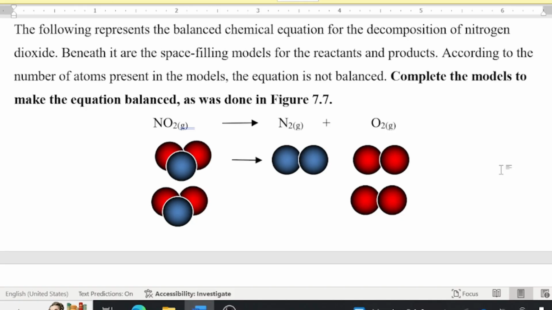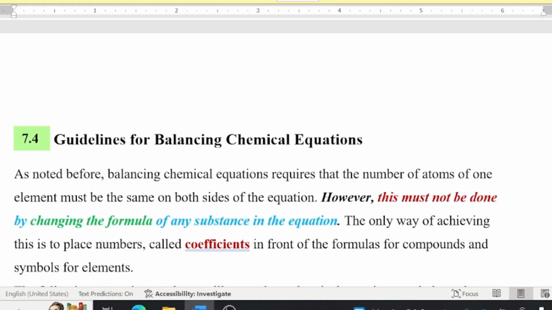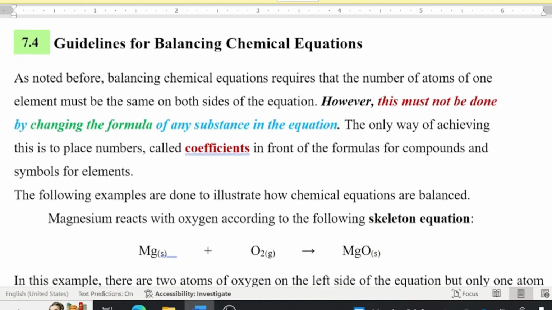Where should we put the coefficient now? We should go here and put the coefficient of 2. And now you see you put the coefficient of 2 there, and your equation is balanced. I hope that was helpful. So when you put these coefficients, you double up this one and you double up everything inside here.